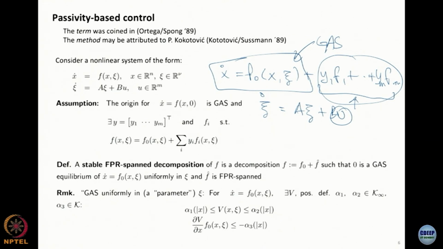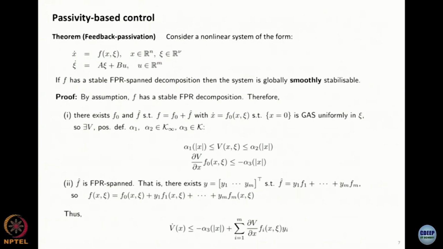But for that, they need all these assumptions. So as I was saying, this has to be GAS, and not only GAS, but also globally asymptotically stable uniformly in psi. What does that mean? It means that we should have a Lyapunov function that is positive definite and radially unbounded. It's a Lyapunov function that depends also on psi, but the bounds do not depend on psi. Okay? And the V should be negative definite along f0, also independently of psi. So it's a very strong condition, but yeah, you can have it for many systems.